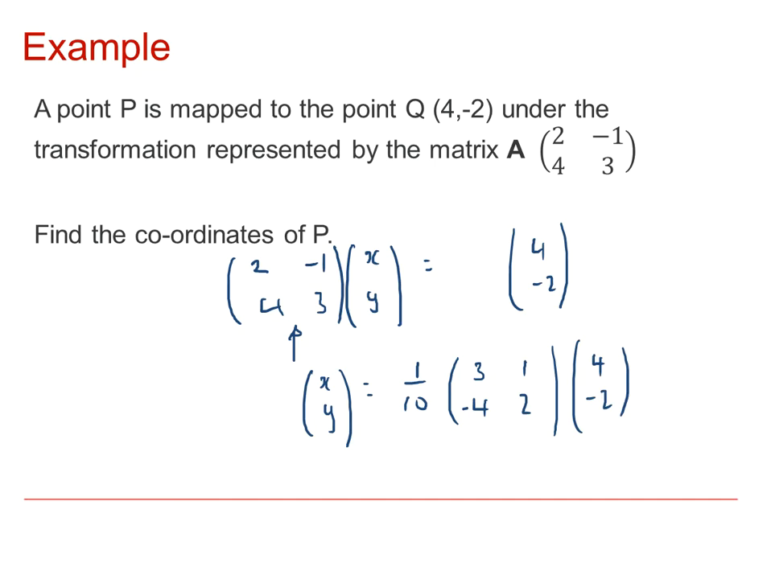So this here is the inverse of the matrix. If we calculate that, we get 3 multiplied by 4, which is 12, plus negative 2, which is 10, so that's 1/10 of that, which is 1. And then negative 16, and then minus 4 is negative 20, and 1/10 of that is equal to negative 2. So P has coordinates (1, -2).